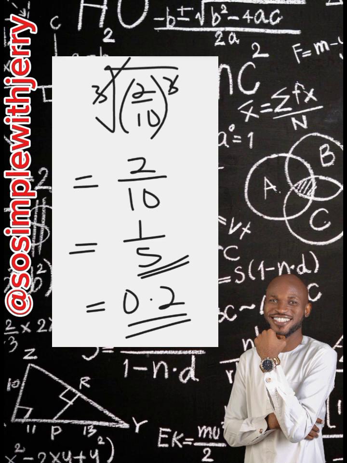Now remember, 1 over 5 is a fraction, and you can change that 1 over 5 to a decimal number. Now 1 over 5 is the same as 0.2. So your final answer is 1 over 5 or 0.2.